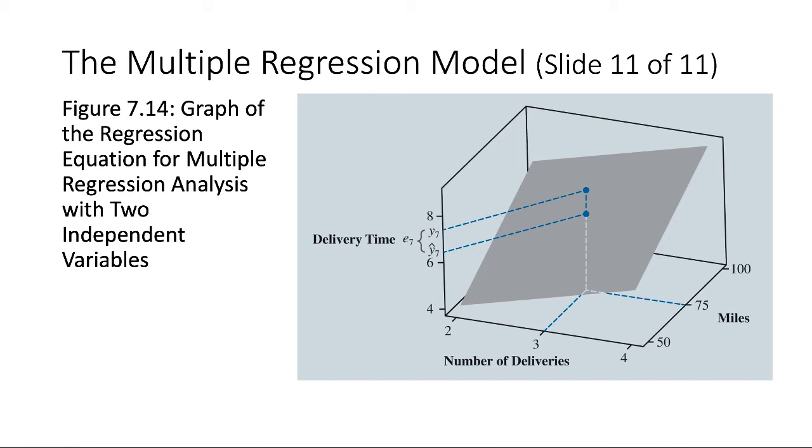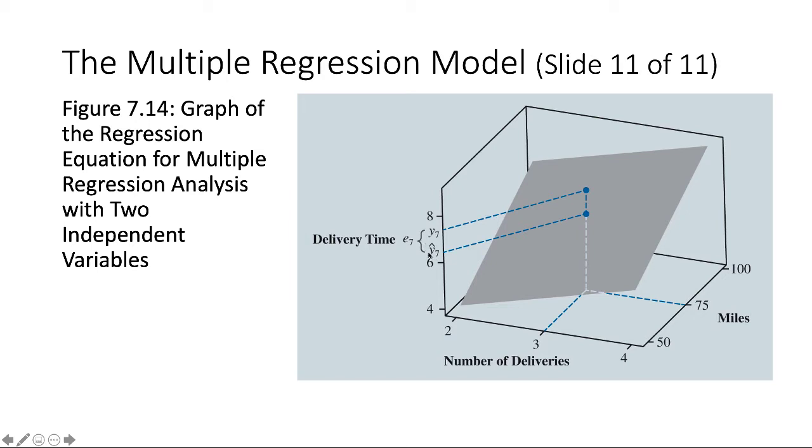It shows the 7th driving assignment in the data over here as the plane slopes upward to larger values of the total travel time y, as either the number of miles traveled x1 increases or the number of deliveries increases.